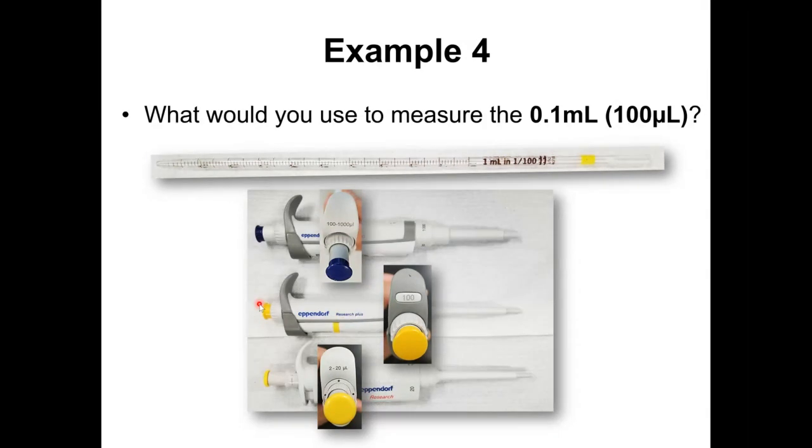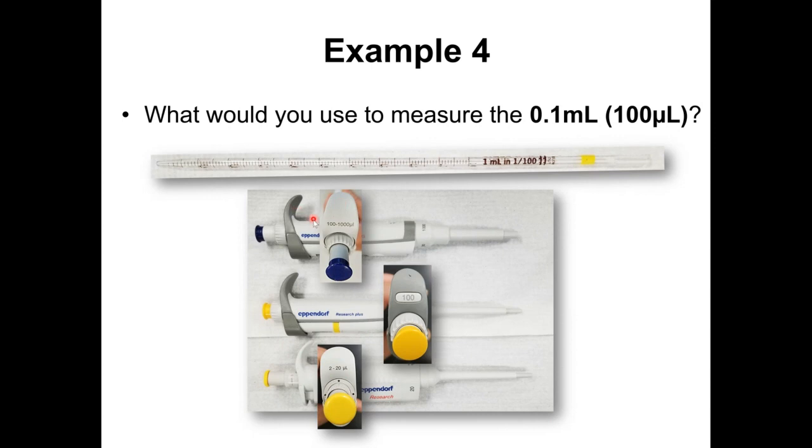These are extremely accurate tools when they're used properly. Now, which one will be the best choice? Clearly, it's not the 2 to 20 microliters, because if you set it to 20 microliters, you would have to do this measurement 5 times. Every time you do a measurement, you introduce an error. So you would introduce 5 times the error. You want to do it in a single delivery.